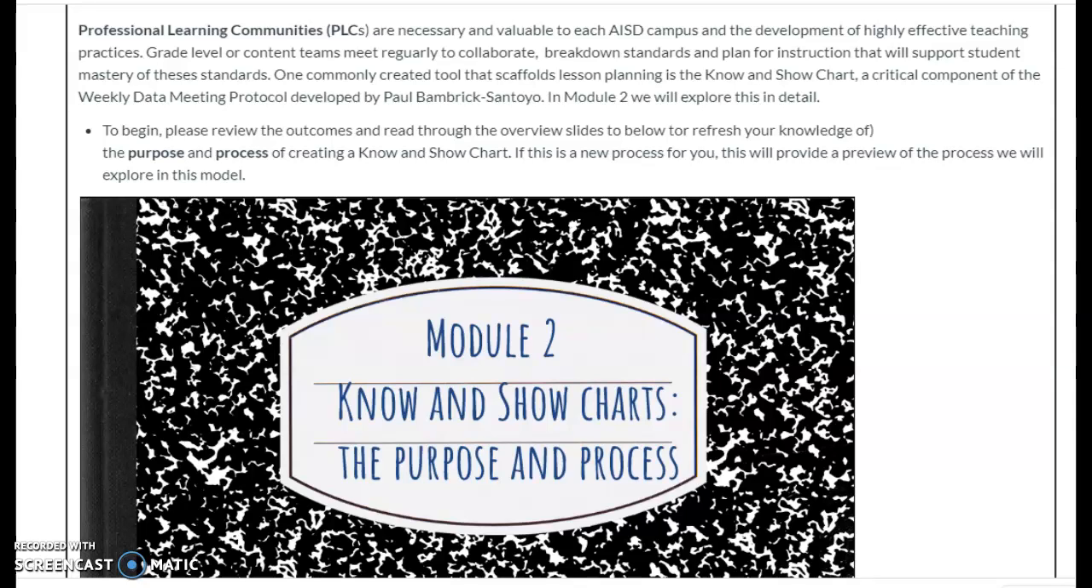To begin, please review the outcomes and read through the overview slides. This will help to review your knowledge of the purpose and process of creating a Know and Show chart. If this is a new process for you, this will provide a preview of the process that we will explore in this module.